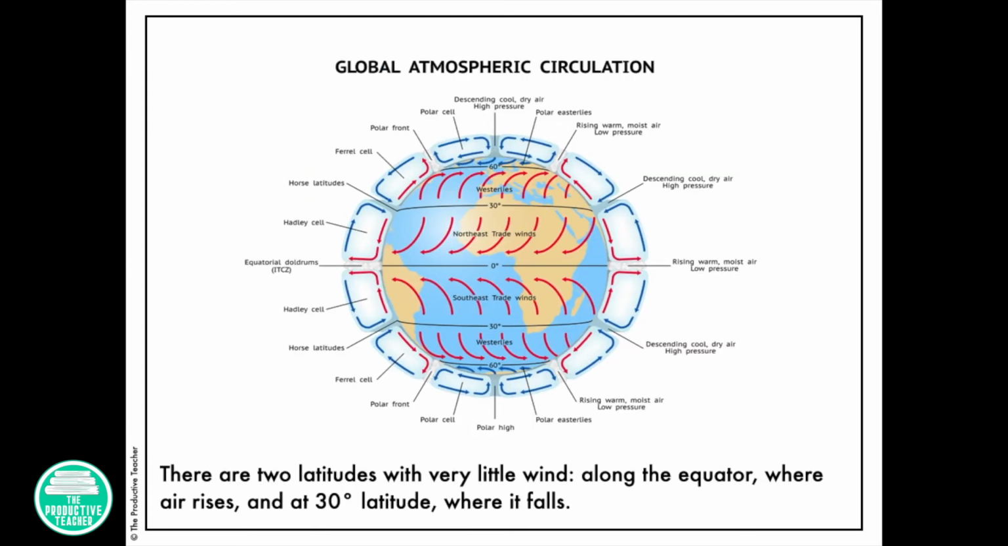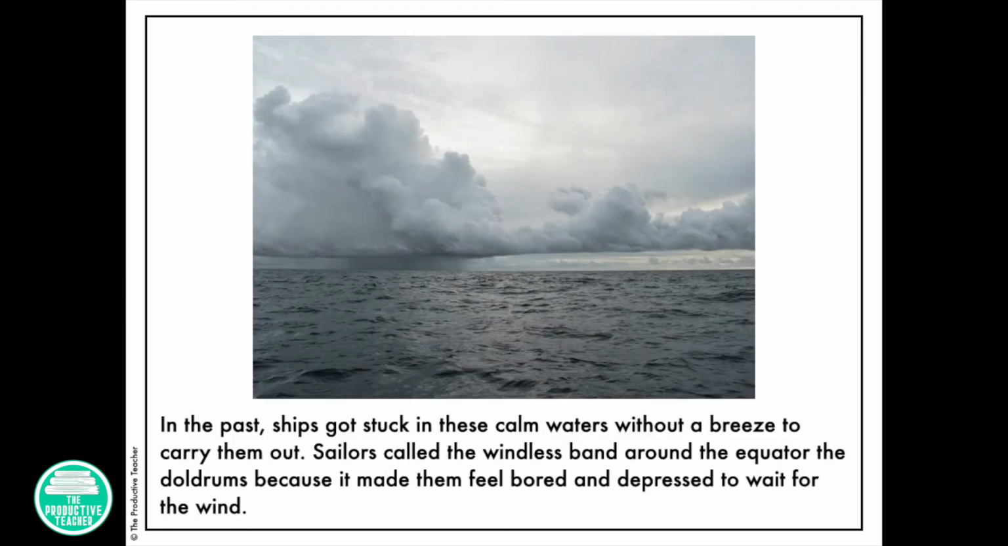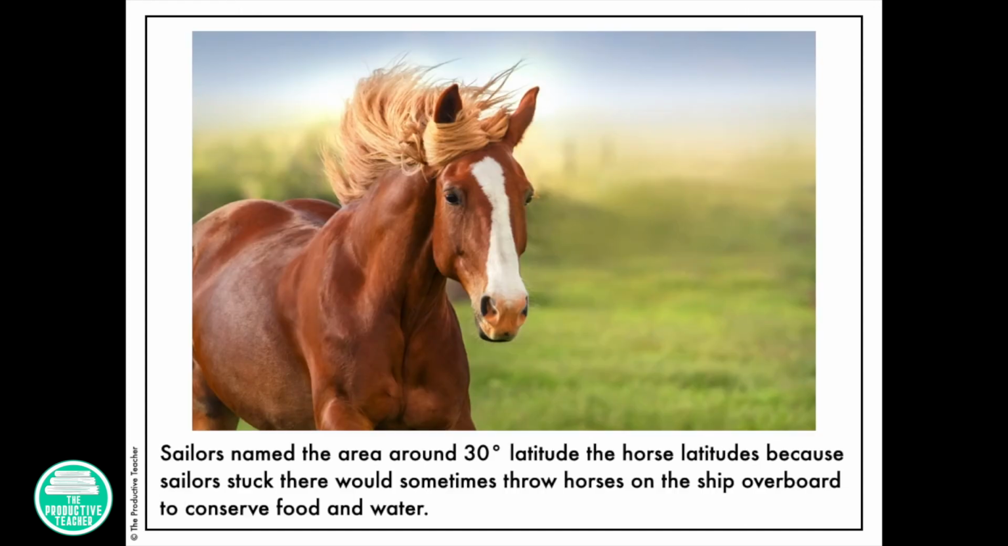There are 2 latitudes with very little wind, along the equator where air rises and at 30 degrees latitude where it falls. In the past, ships got stuck in these calm waters without a breeze to carry them out. Sailors called the windless band around the equator the doldrums because it made them feel bored and depressed to wait for the wind. Sailors named the area around 30 degrees latitude the horse latitudes because sailors stuck there would sometimes throw horses on the ship overboard to conserve food and water.